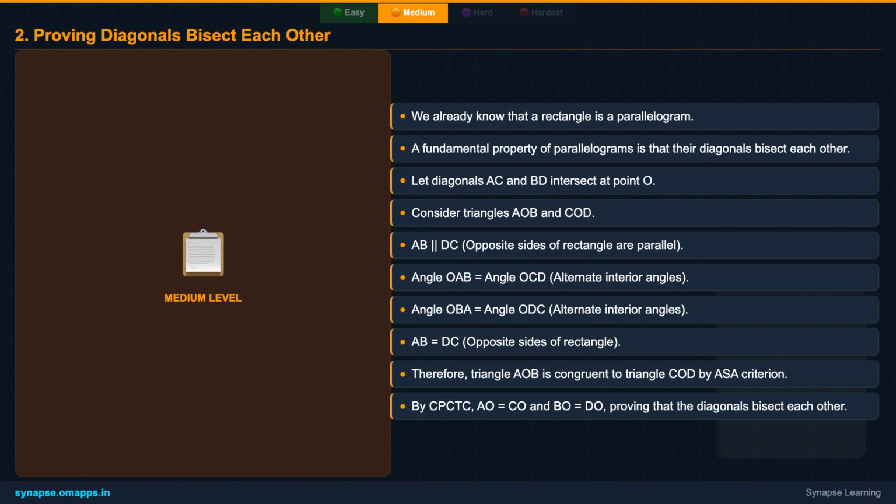Since AB is parallel to DC, angle OAB equals angle OCD, and angle OBA equals angle ODC, as alternate interior angles. Also, AB equals DC. So, by the ASA congruence criterion, triangle AOB is congruent to triangle COD. This means AO equals CO and BO equals DO, proving that the diagonals indeed bisect each other.